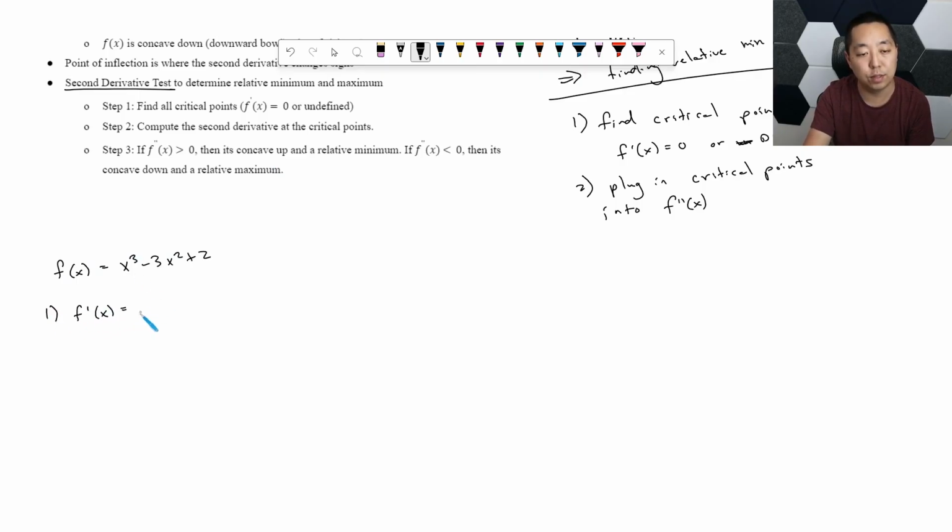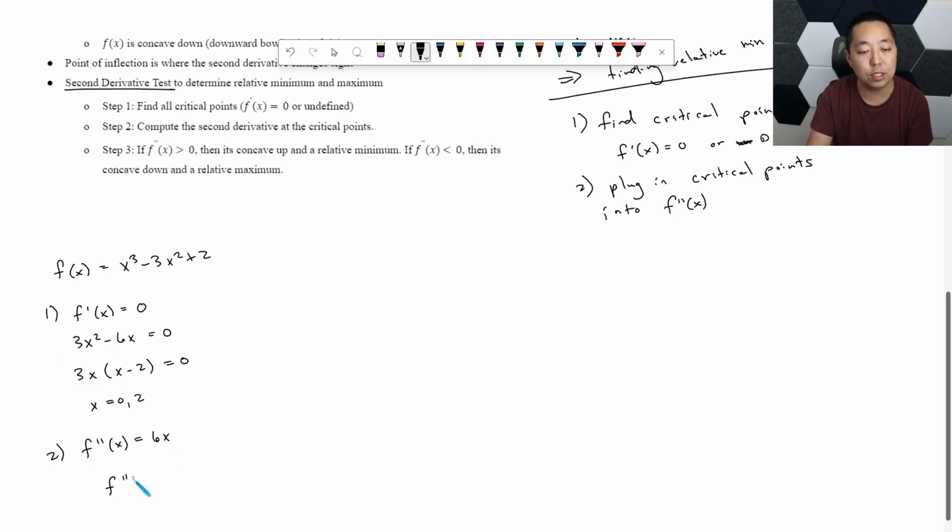So we set the first derivative equal to 0. This derivative is 3x squared minus 6x equals 0. We factor out the 3x, we get x minus 2, and that's x equals 0 and 2. Those are our critical points. Now we compute the second derivative, the derivative of this, which is going to be 6x minus 6.